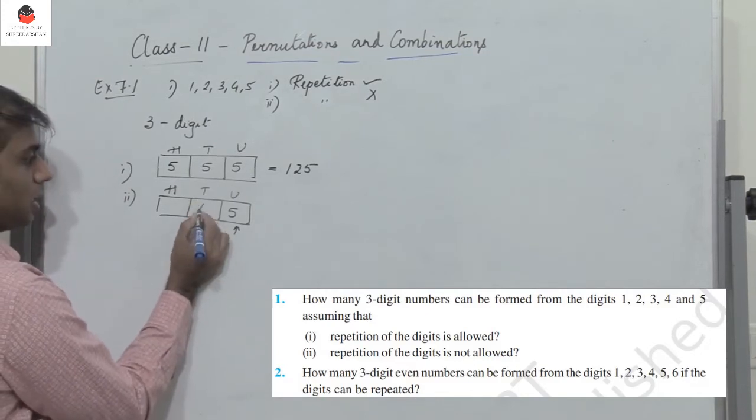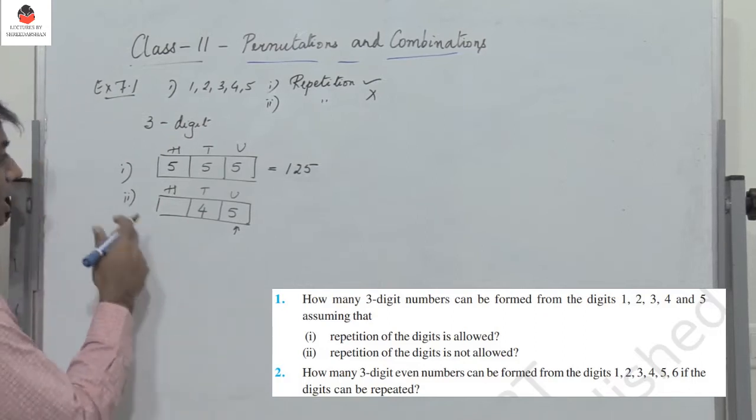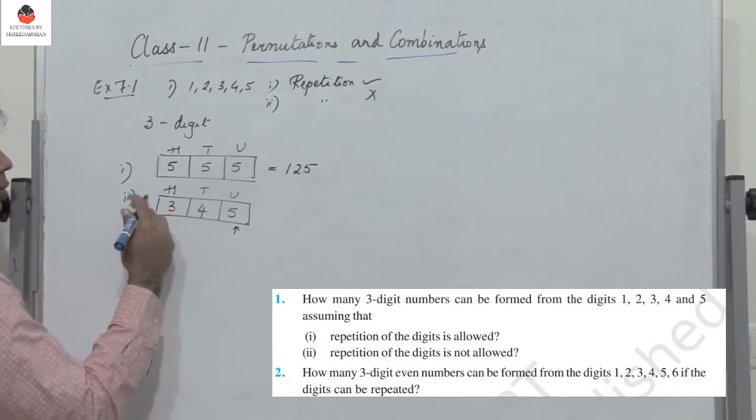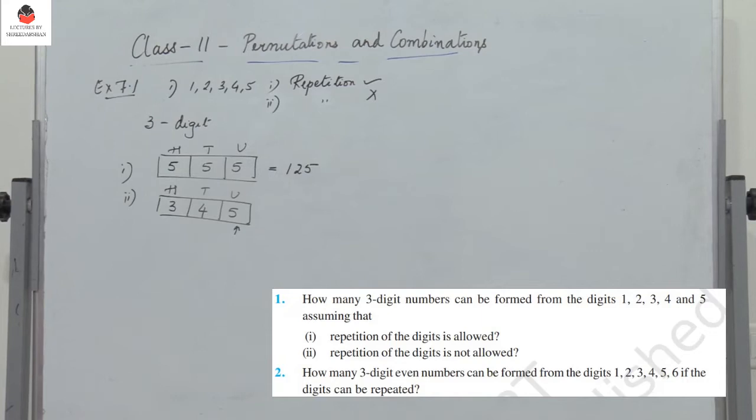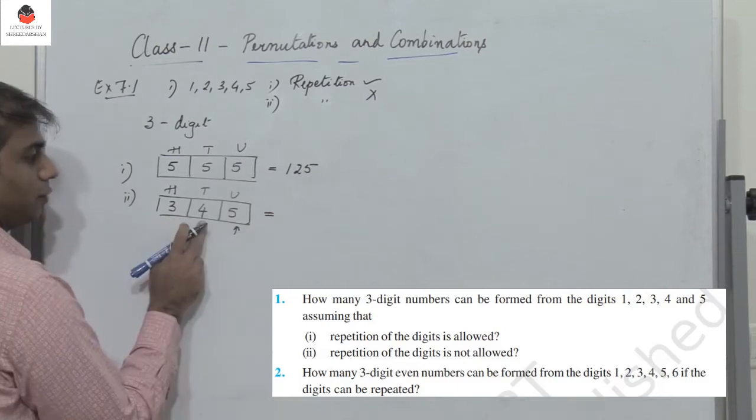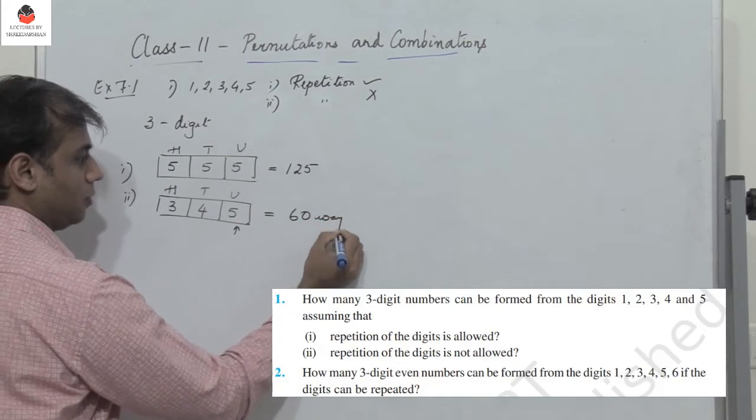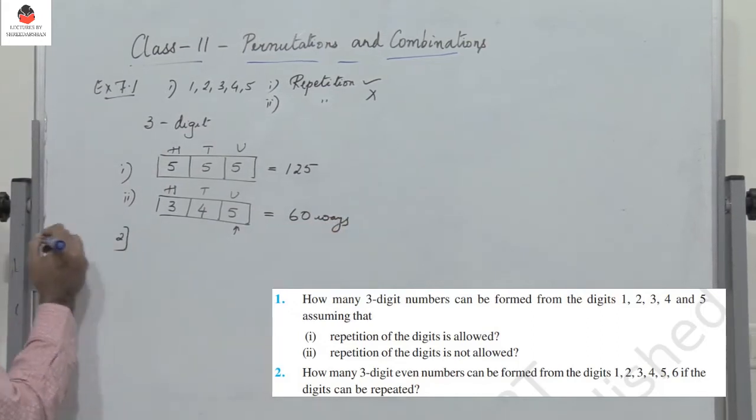So in the tens place, I can choose any one of the remaining 4 numbers, and in the hundreds place, I can choose any one among the 3 remaining numbers. So how many different numbers can I have? It's going to be 5 into 4 into 3. So 5 4s are 20, 20 into 3 gives me 60 ways. So very easy problem. So let's move on with the second one.